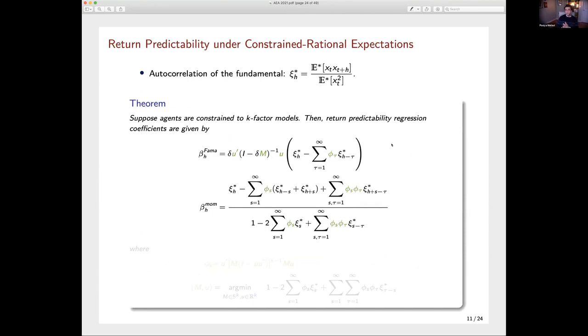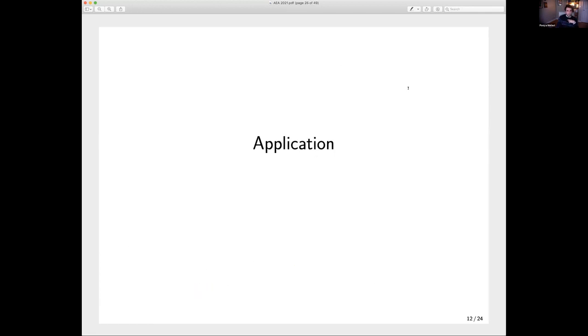The main result of the paper is a characterization result that characterizes these slope coefficients at every horizon as a function only of two objects. The first one is the autocorrelation function of the fundamental, and the second object is k, the number of factors in the agent's model. So this is a characterization result that tells you how to compute these coefficients, but it's a little bit of a messy result, so I'm not going to get into the details. Instead, I'm going to illustrate the result in the context of an application to foreign exchange markets.